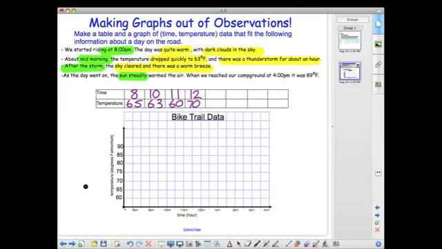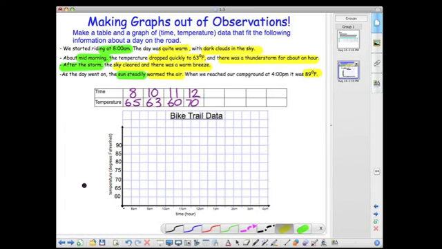As the day went on, the sun steadily warmed the air. Now, steadily is very important here. And it says, when we reached our campground at 4 p.m., it was 89 degrees. 4 p.m. and 89 degrees. This is important. We're kind of working a little backwards here now because at 4 p.m., it was 89 degrees. That's where we're finishing our bike ride. That should be our last data point that we have.